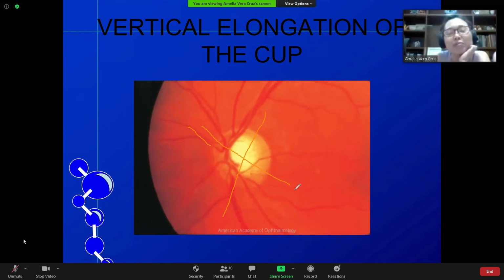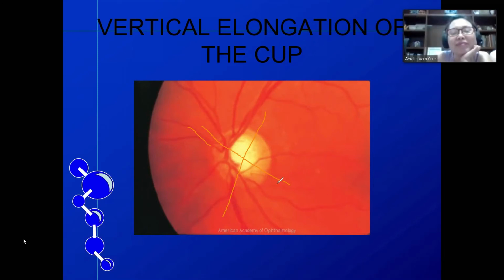Okay. So, again. This one is 0.7. This one is 0.5. This one is 0.5. This one is 0.4. Okay. I-plus nyo, then divide by 4. Yan ang cup.